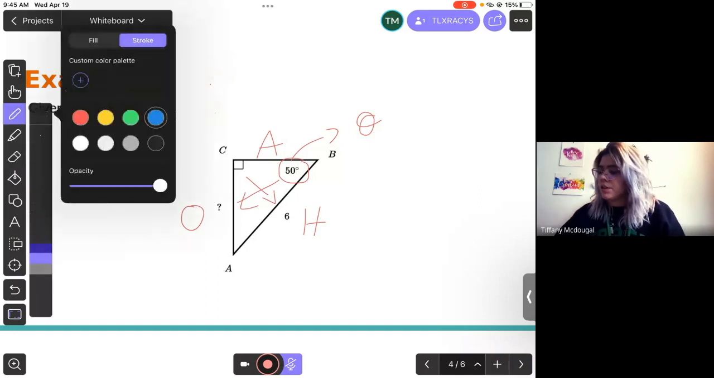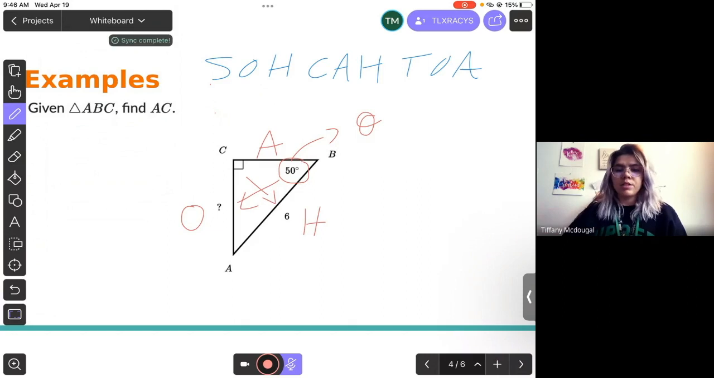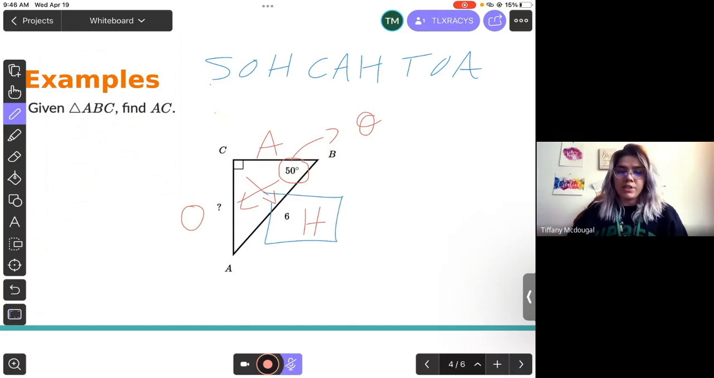All right. So I'm going to use SOHCAHTOA to help me figure out what ratio I'm going to use. So first step, label. Second step, use SOHCAHTOA to pick your ratio. So I can see right here that I have H. H has been given to me. H is 6. And I'm looking for O. So those are the two sides that I need, which kind of means that A is irrelevant. I don't really need it. It doesn't tell me anything.